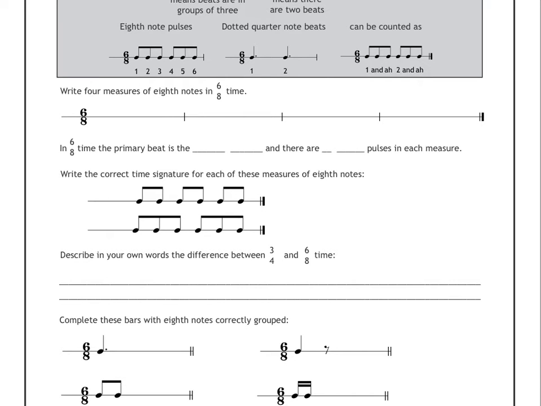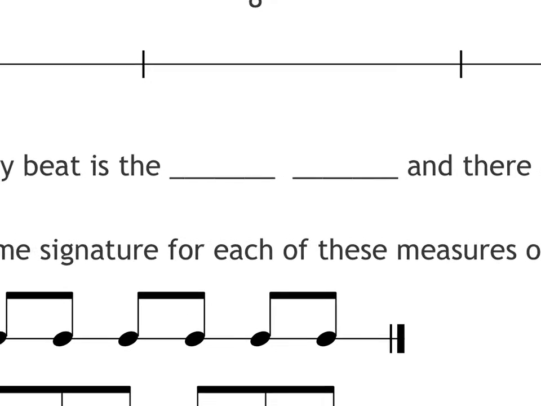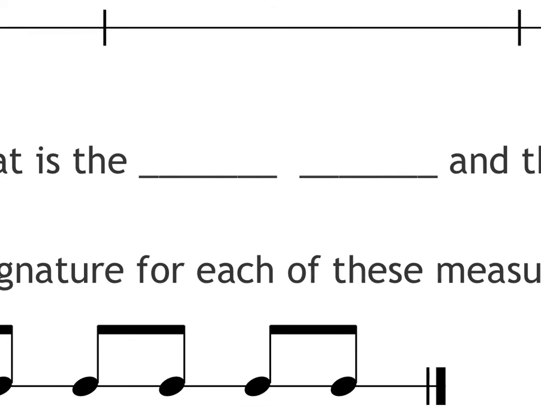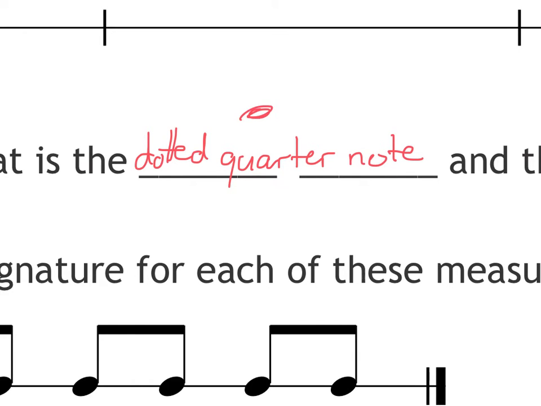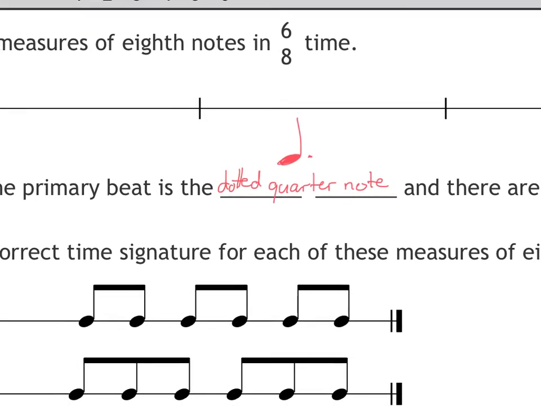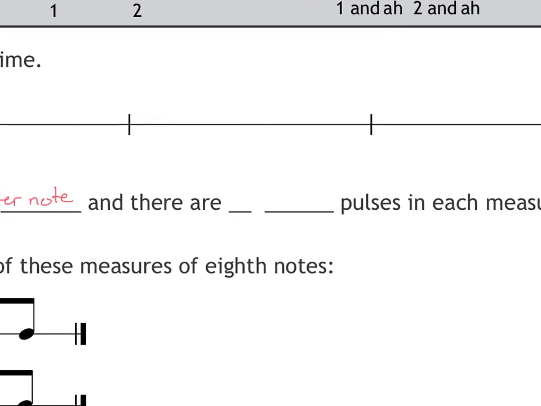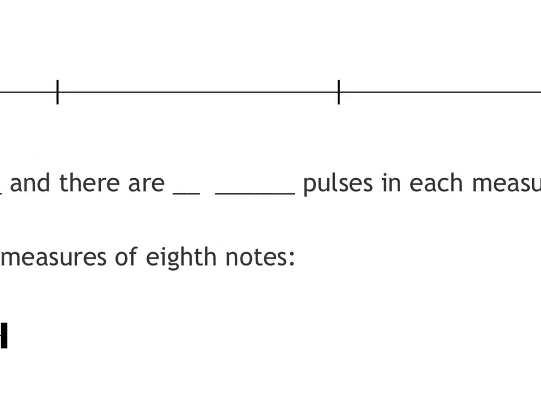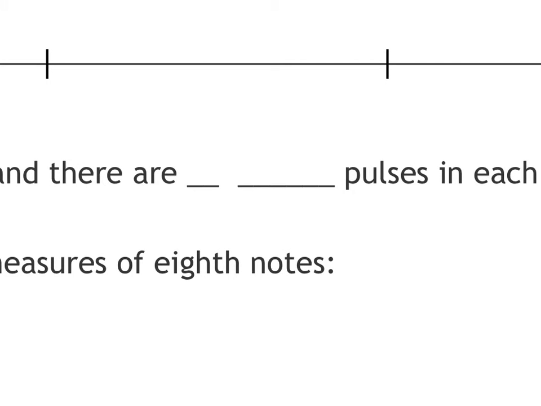So I'm going to zoom in a little bit, and like I said, they don't give you much room to write, but the primary beat is the dotted quarter note. Or I guess you could have just done this. You could just draw the dotted quarter note as is, and away you go. So the primary beat is the dotted quarter note, and there are how many of what kind of pulses in each measure? There are in fact 6.